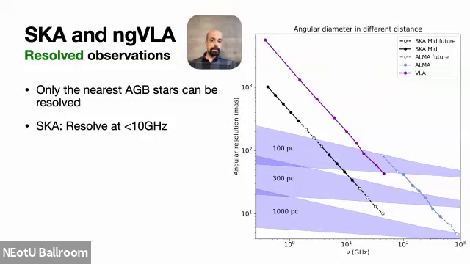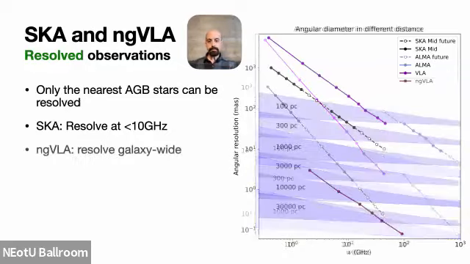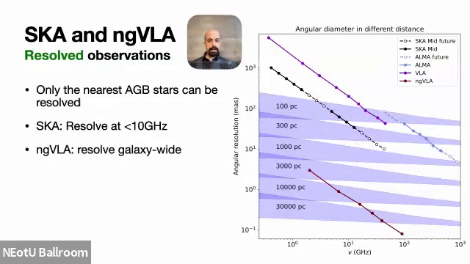This enables wide multi-wavelength observations of the AGB atmospheres, which is very important. I will talk about it more here. ngVLA, when it comes to the scene, changes everything. We can resolve almost any AGB star visible in our galaxy.